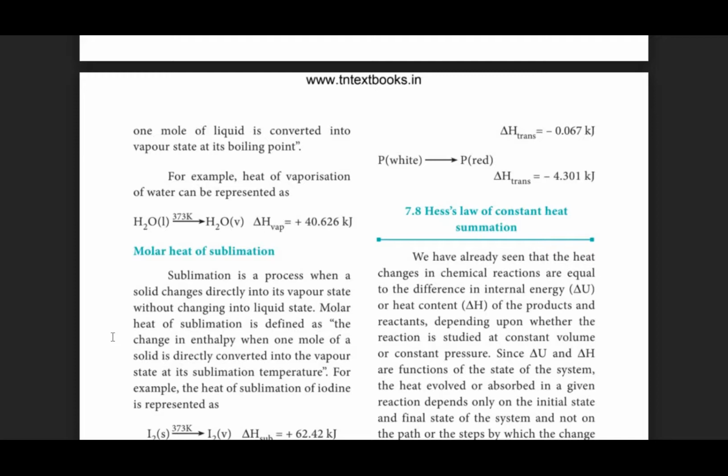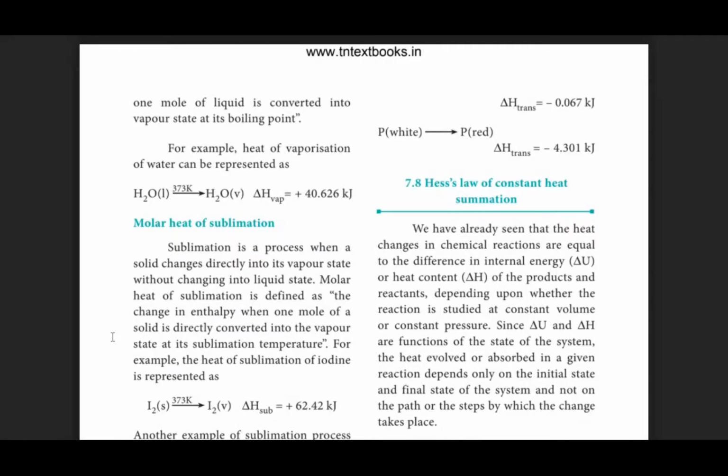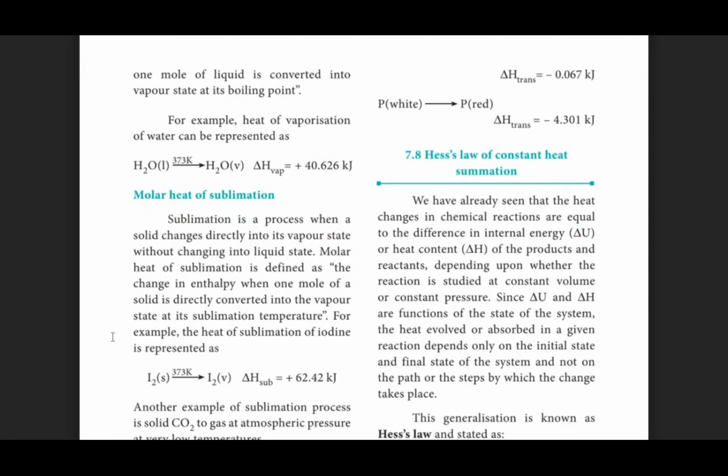The delta H value is plus 40.626 kilojoules. Then, molar heat of sublimation. Sublimation is a process when a solid is changed directly into vapor state without changing into liquid state. So the molar heat of sublimation is defined as the change in enthalpy when 1 mole of a solid is directly converted into vapor state at its sublimation temperature.